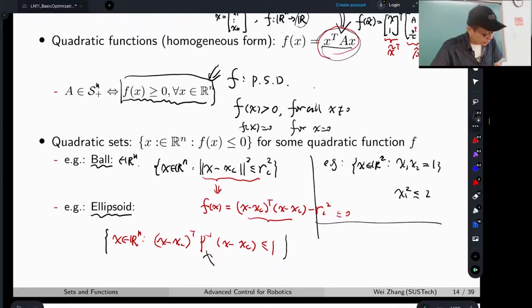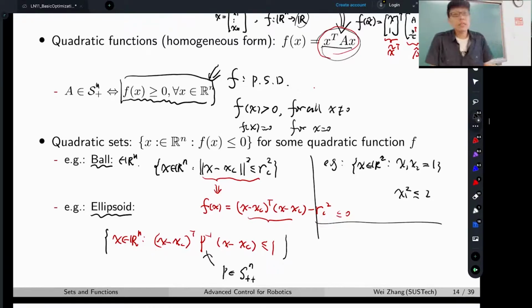When we define this, P needs to be symmetric positive definite, so that it can have an inverse. There are different ways to represent an ellipsoid. I think you can look online. I don't think that's that important. I just want to tell you, an ellipsoid is also a quadratic function of x, and it's a quadratic set.